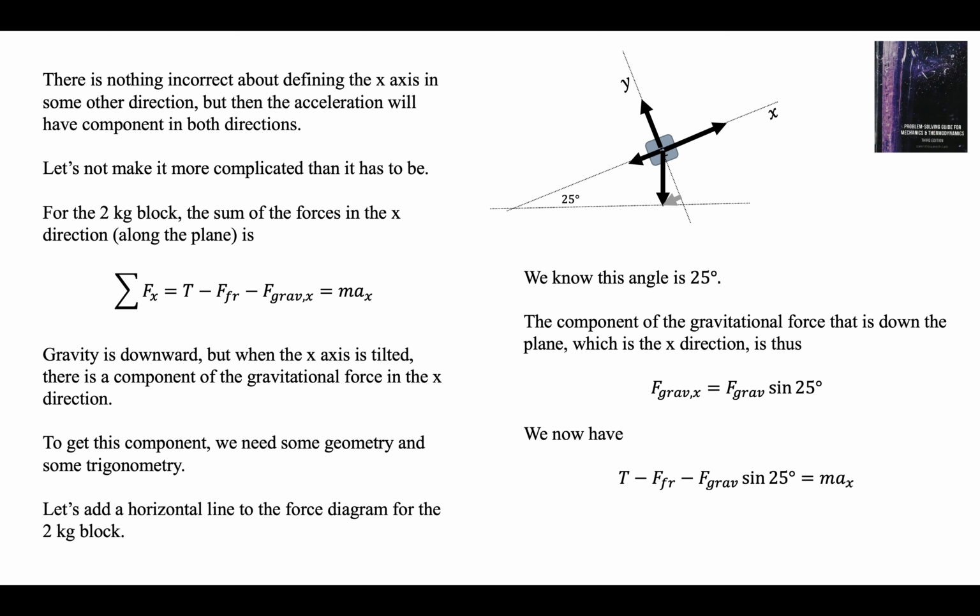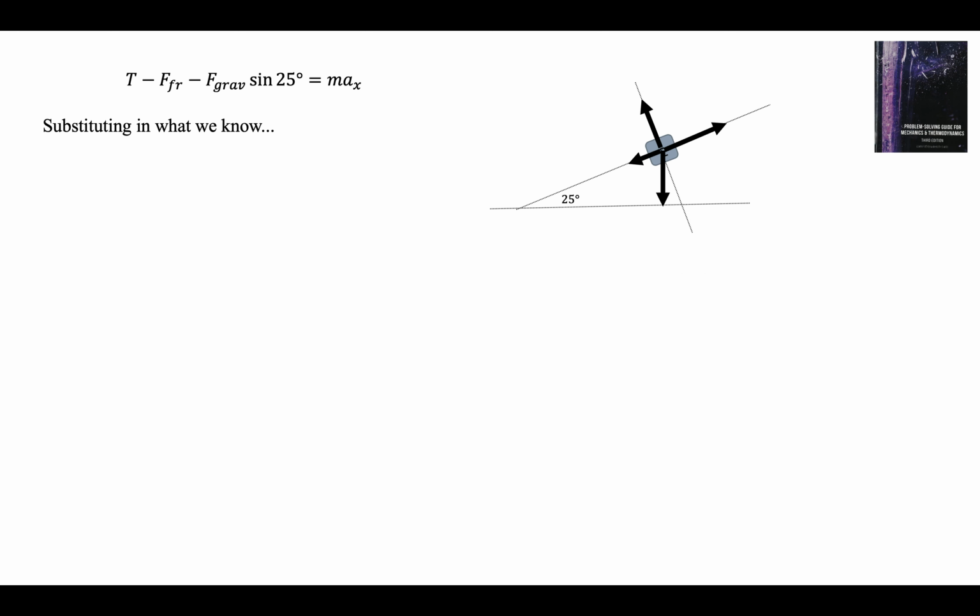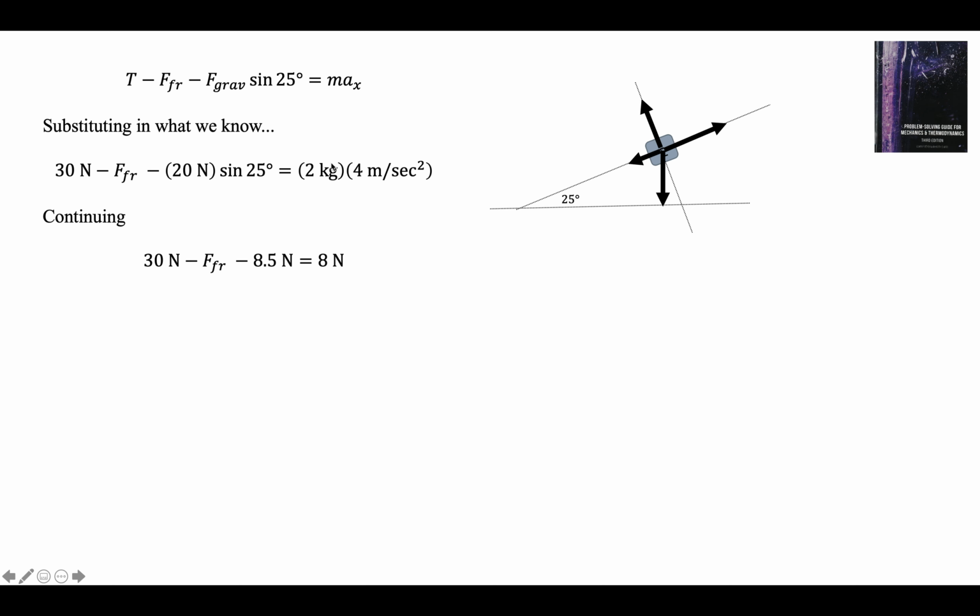So now we can write the sum of the forces. Tension is up the plane, friction is down the plane, F gravity sine 25 is down the plane, and that's ma sub x for the 2 kilogram block. There's the equation. We can substitute in what we know. The weight of the block is 20 newtons, mg, and for ma, we know the acceleration is 4 meters per second squared, and the mass is 2 kilograms. We can plug some numbers in here and get 8.5 newtons.